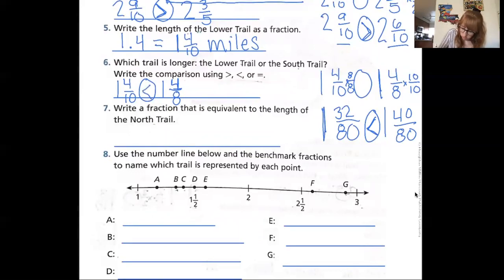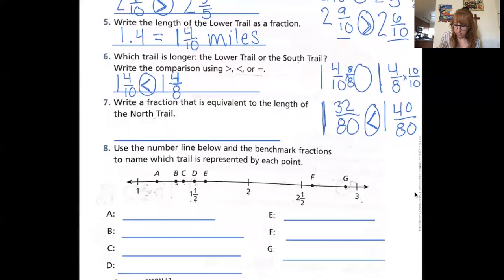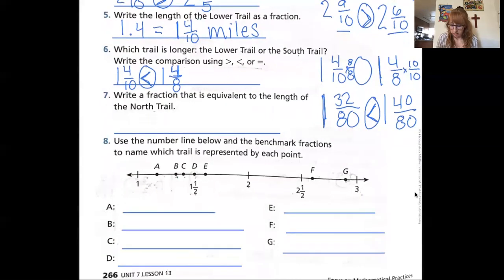So 1 4/10 is less than 1 4/8. We can also use our logical brain that we talked about a couple weeks ago by saying, well, I know that 4/8 is half and 4/10 is less than half.